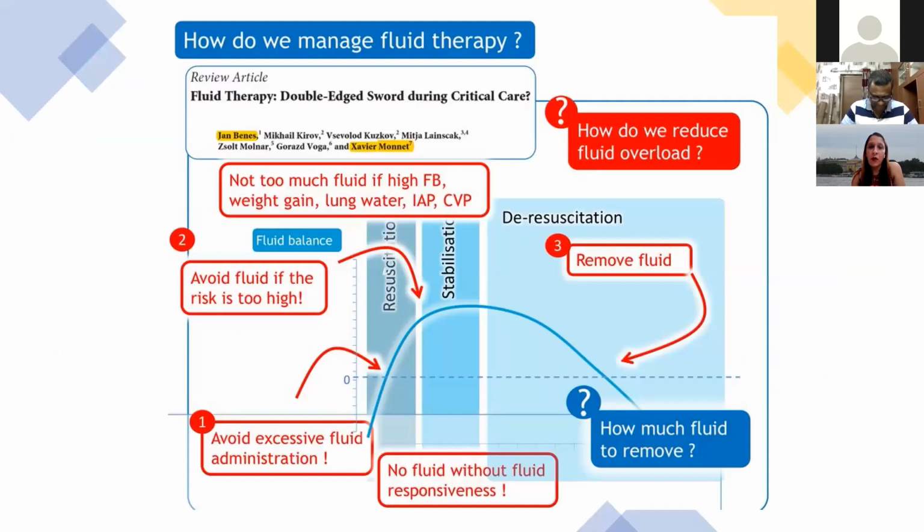This is a beautiful review article wherein they have said that fluid therapy is a double-edged sword during critical care. Yes, we need to reduce the fluid overload, starting from the time of resuscitation. No excessive fluids during the resuscitation phase, no fluid without fluid responsiveness. Avoid fluids if the risk is too high during stabilization. We have to look at the fluid balance, the weight gain, the lung water, intra-abdominal pressures, or the CVP.